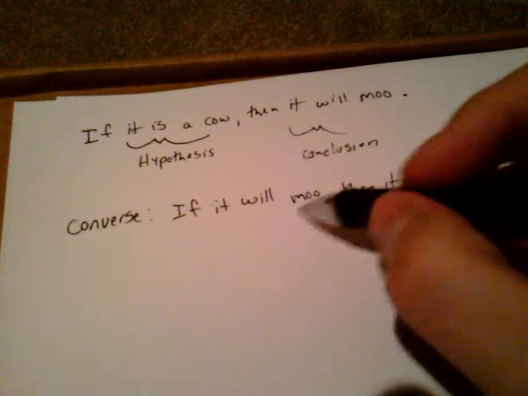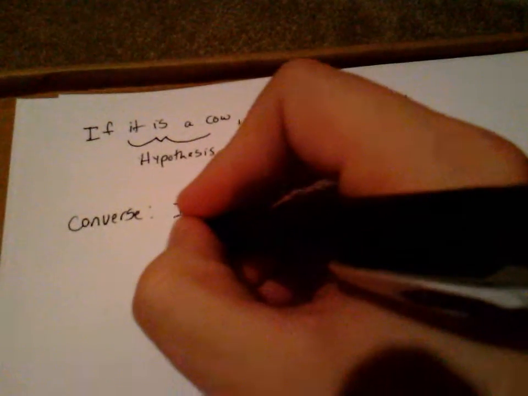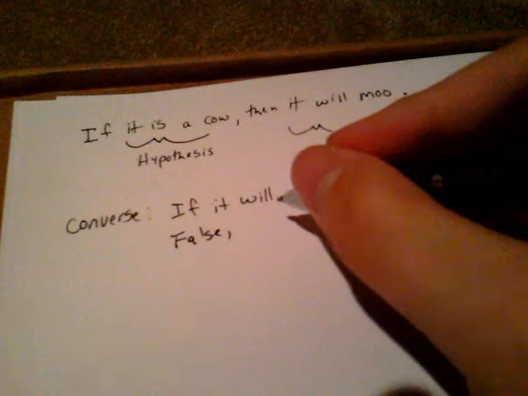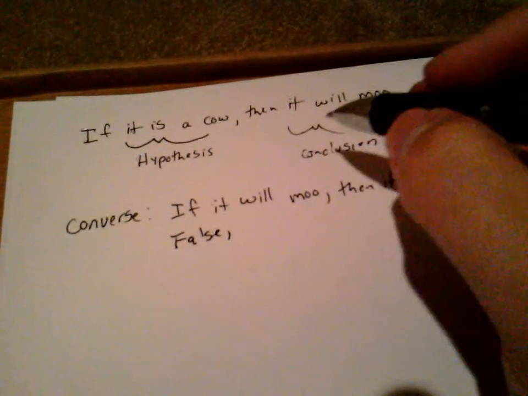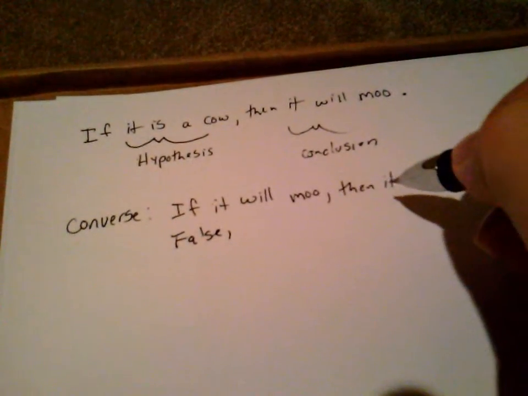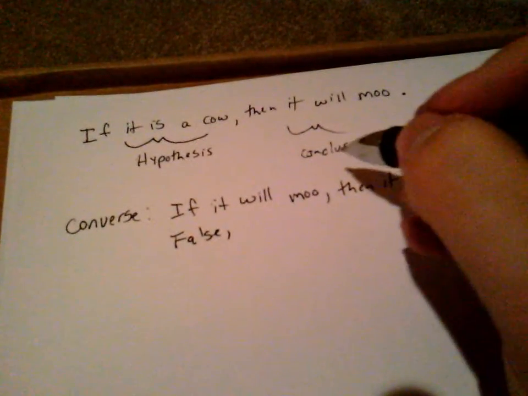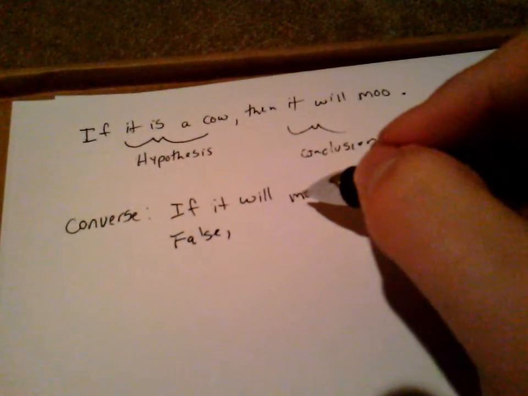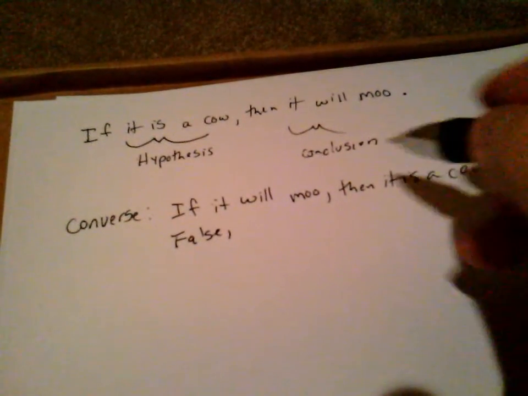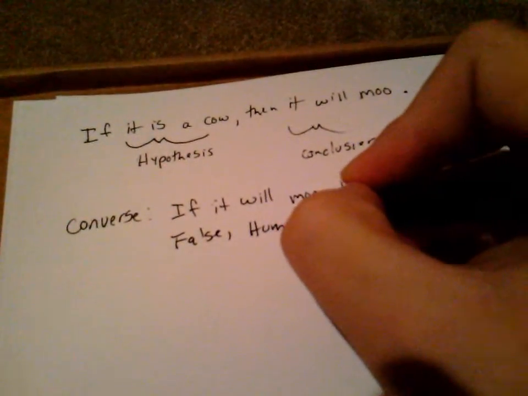So this statement is incorrect. We say we think this is false. Why do we think this is false? Well, think of one thing that can go moo that's not a cow, because with the conditional statement, the if has to be followed by the then. That means if this is true, this also has to be true. In this case, if I go moo, then it was a cow. Well, obviously I'm not a cow, so false. Humans can go moo.